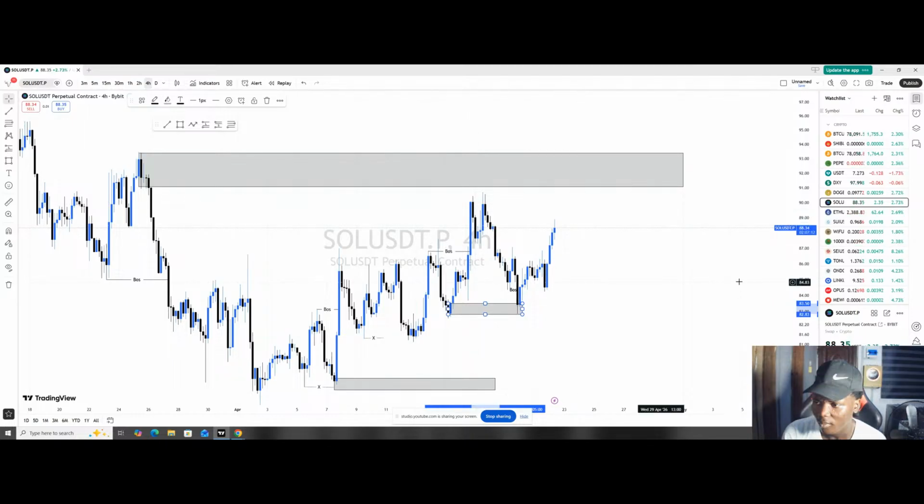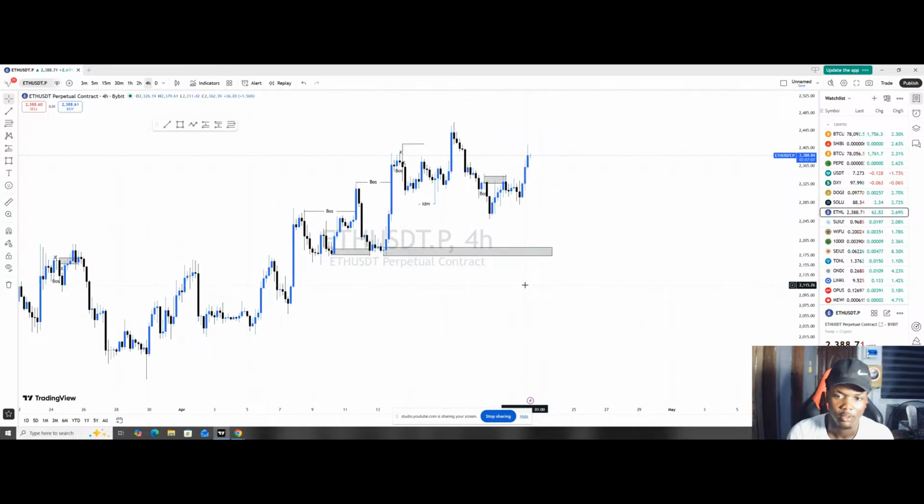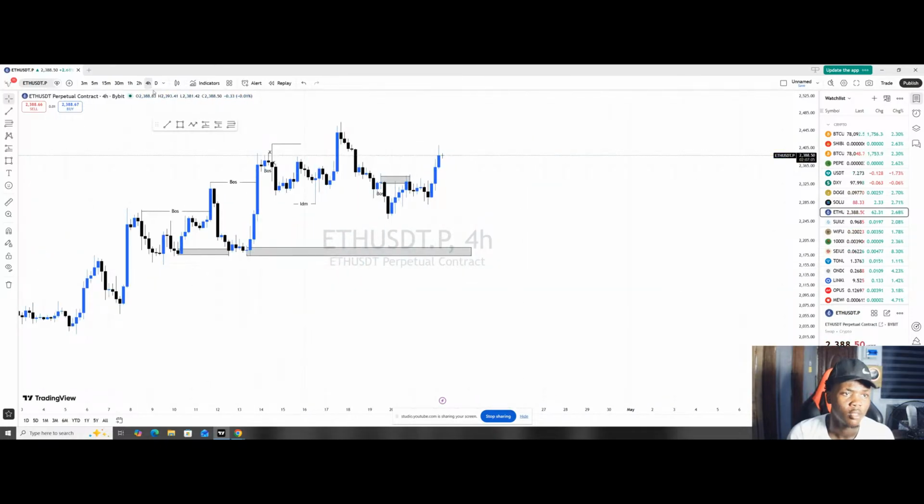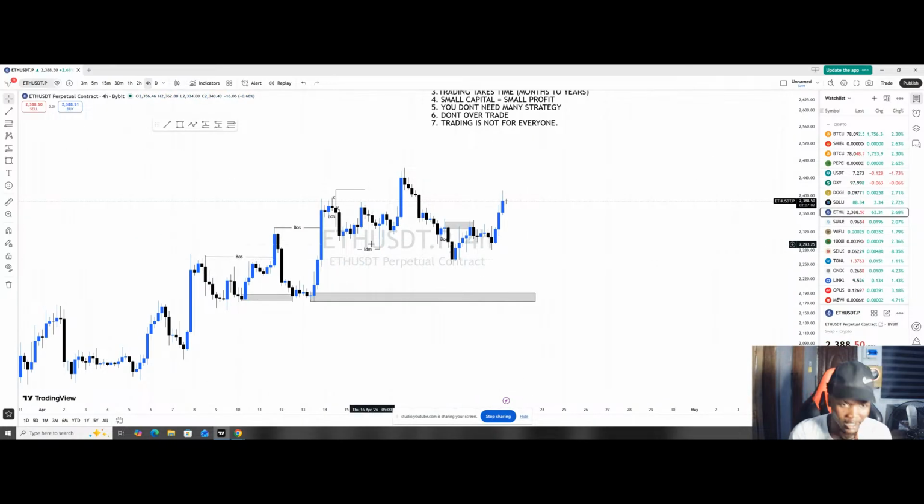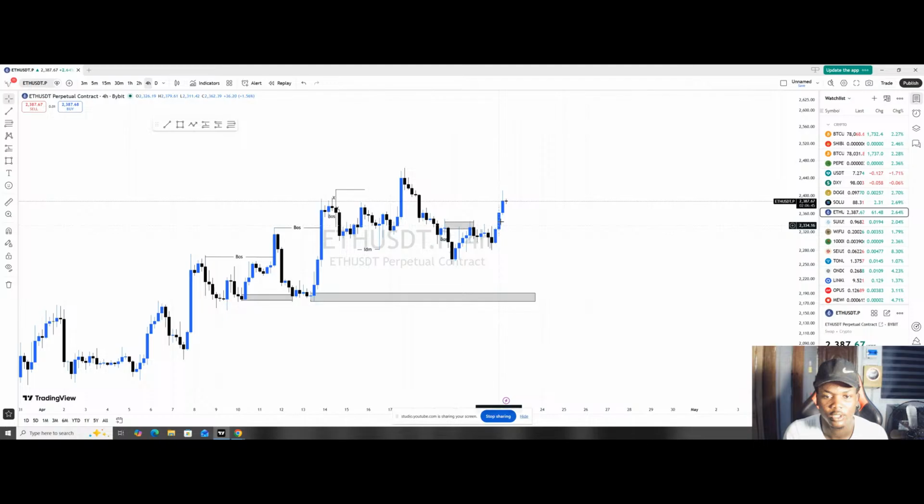So now let's go to Ethereum and see. Okay, so this is the 4 hour time frame. As you guys can see, we were looking at Ethereum to come down to this level, but unfortunately, it did not come down to this level. It is actually going up. Market already swept this liquidity.